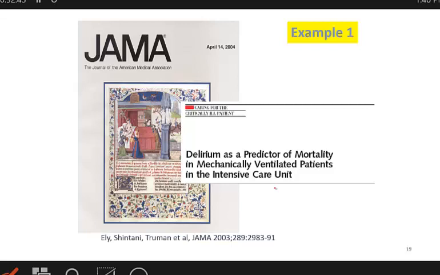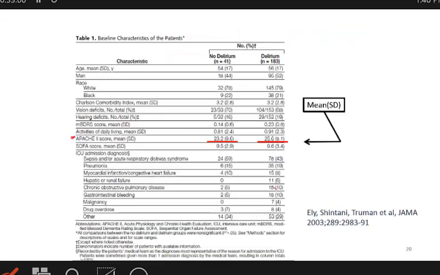This is a paper published in 2004 with one of my collaborators, looking at delirium in the ICU. We are not really talking about the analysis we did here, but I wanted to use the baseline characteristic table. In this study we looked at the APACHE II score, which is the severity score. It predicted death in the ICU using admission ICU information.